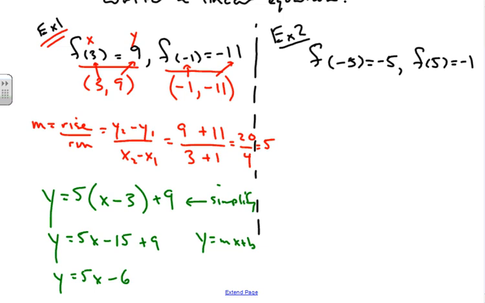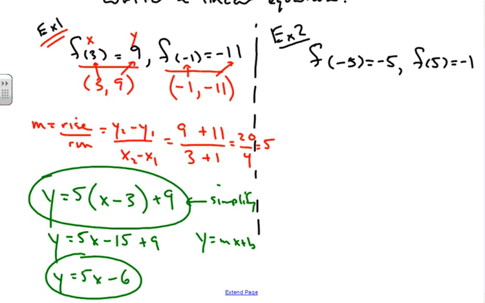And we have that right there. And that's how we can get our different values. Okay? And that's our slope-intercept form. Either one of these is an equation of a line, but that's how you do it. Okay?